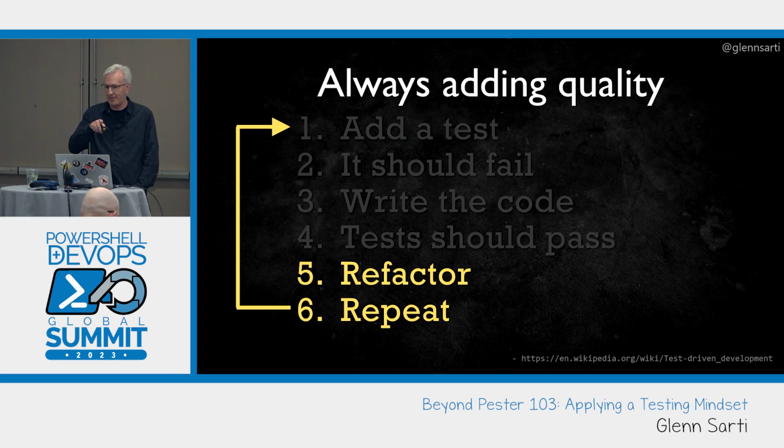Now, the refactor loop means even though you're writing absolute garbage PowerShell at the beginning, and I'm guilty of that, we are constantly reviewing our code and making it better. We're always adding in quality. And because we're always adding in the test, we can be confident that our refactors are not changing behavior, we're just making better code.